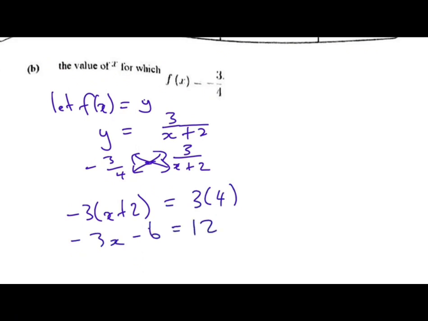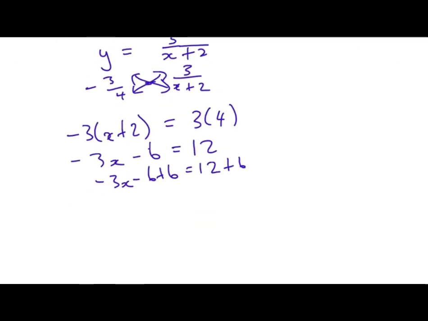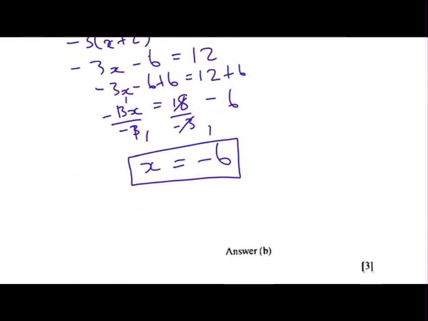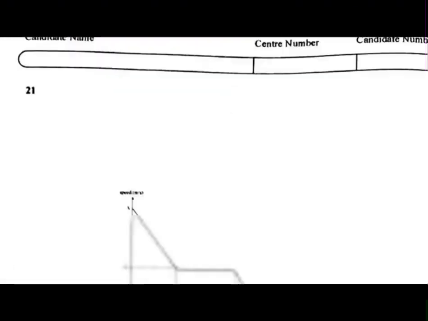And then we bring all the terms with x on one side, all the terms without x on the other side. Then it will be minus 3x is equal to, we add 6 to both sides, so that our term will be minus 3x is equal to 12 plus 6 is equal to 18. We divide both sides by minus 3, and then our value of x will be equal to minus 6. Notice that I divided both sides by minus 3 because I wanted to make the x a positive value. Because we're looking for the value of x, we found that the value of x is equal to minus 6. Moving on to question 21.